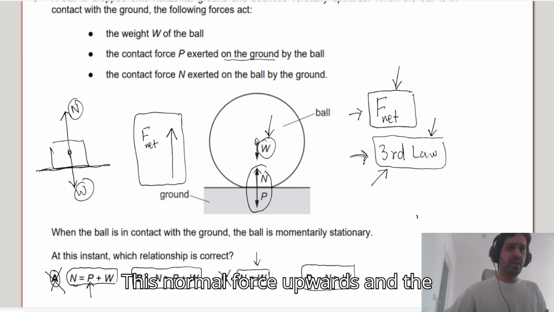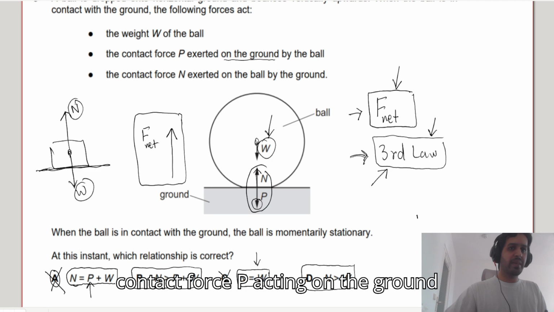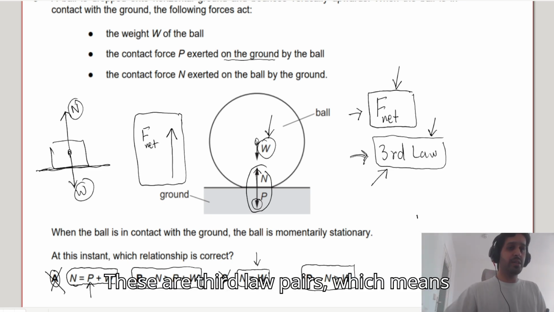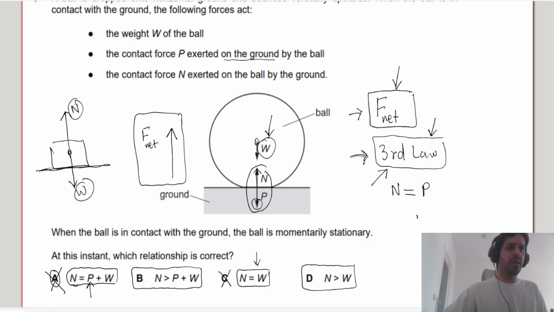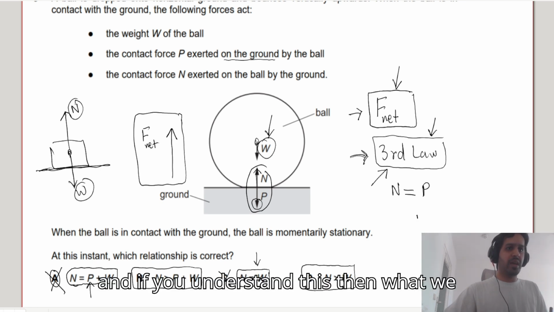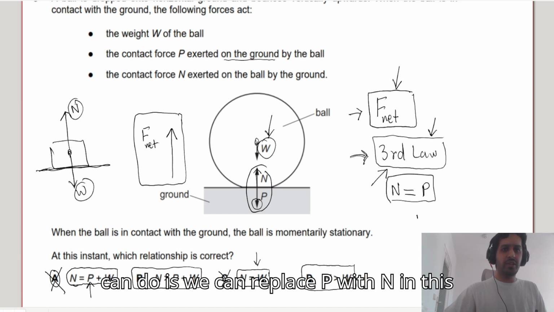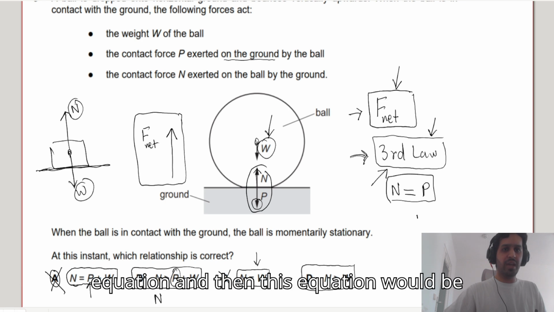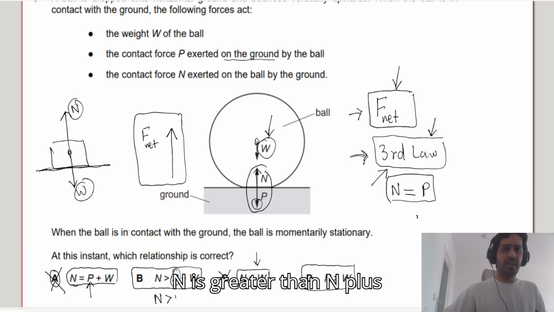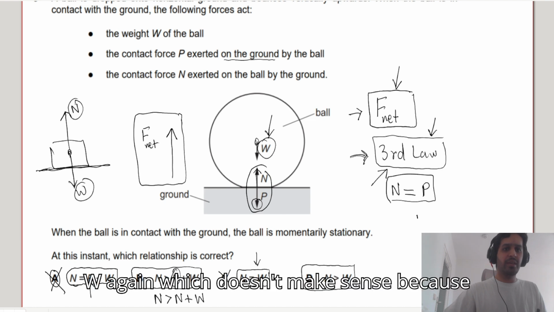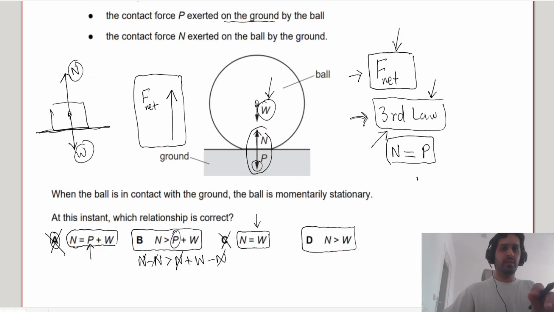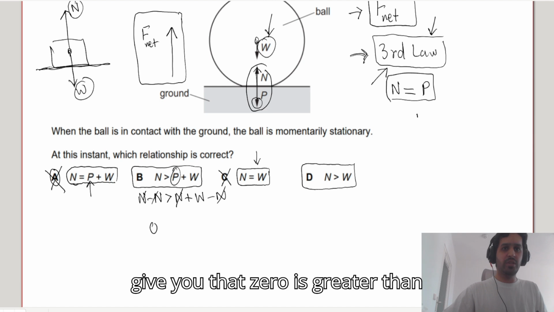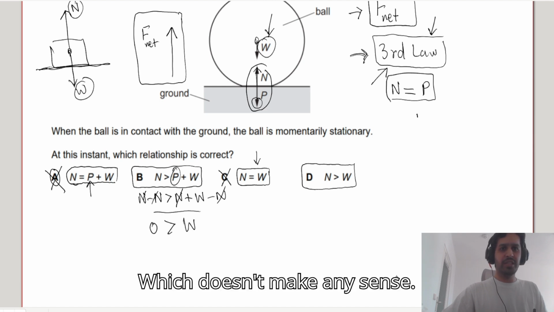This normal force upwards and the contact force P acting on the ground because of the ball, these are third law pairs, which means that normal force should be exactly equal and opposite to this contact force P, because in third law, action and reaction are always equal and opposite. And if you understand this, then we can replace P with N in this equation. And then this equation would be N is greater than N plus W. Again, which doesn't make sense, because if you subtract N from both sides, you get that 0 is greater than weight, which doesn't make any sense.